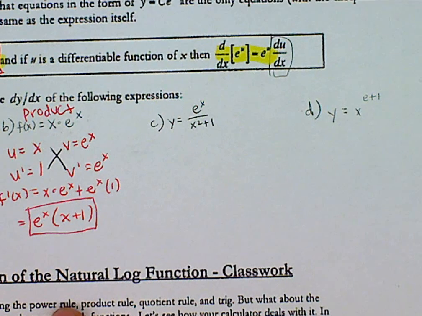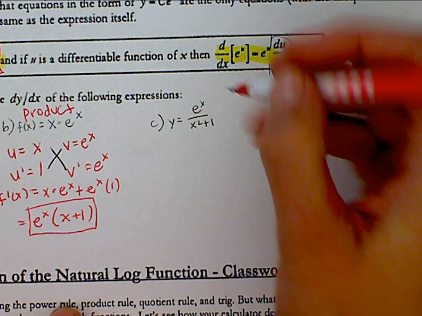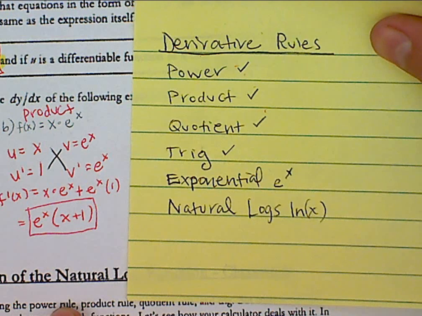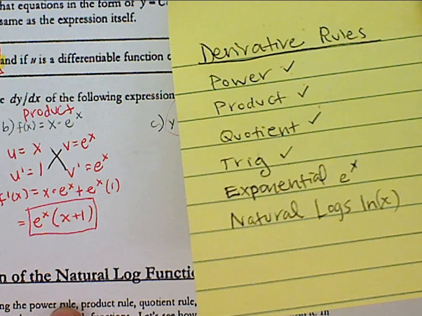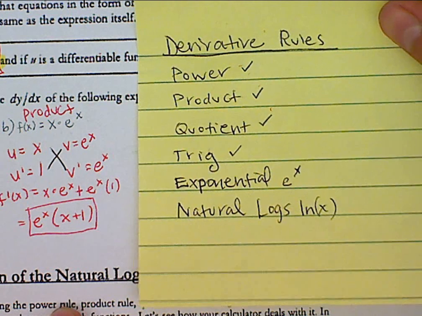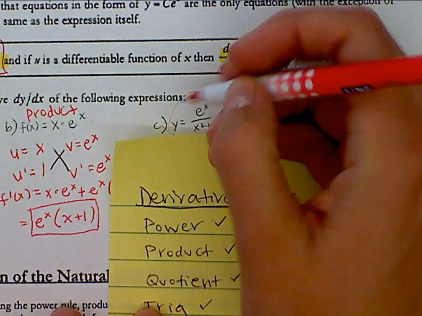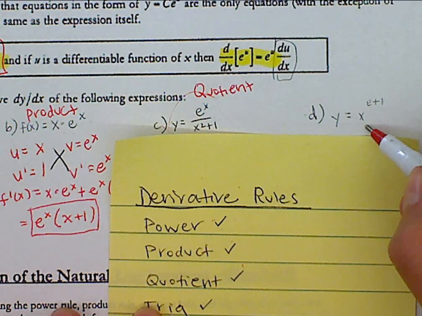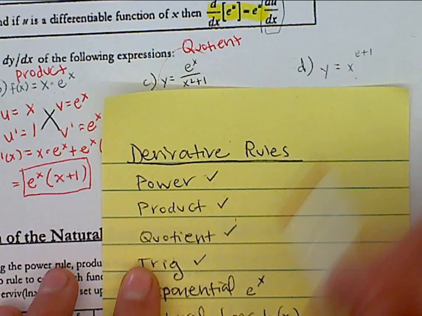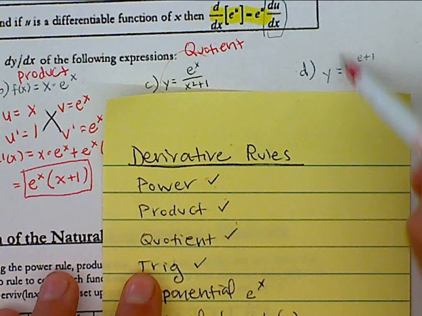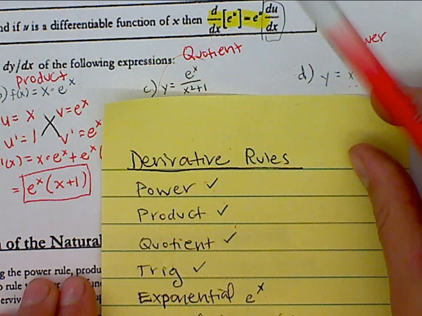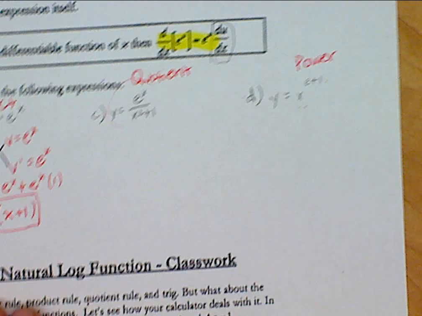I will let you try these on your own. I'm going to give you a little hint because D's strange. If we were to categorize these according to our derivative rules, we would say that C is a quotient, which is obvious. D is not an exponential form because it's not in the form e to the x. This is x to some power. So this one is actually just a power rule, and I want you to try that. So pause me, give those two a try.